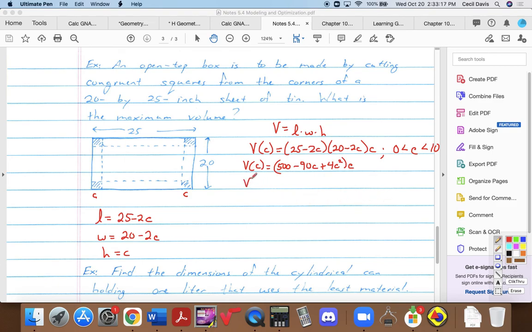I see, said the blind man to his deaf wife as he picked up his hammer and saw.